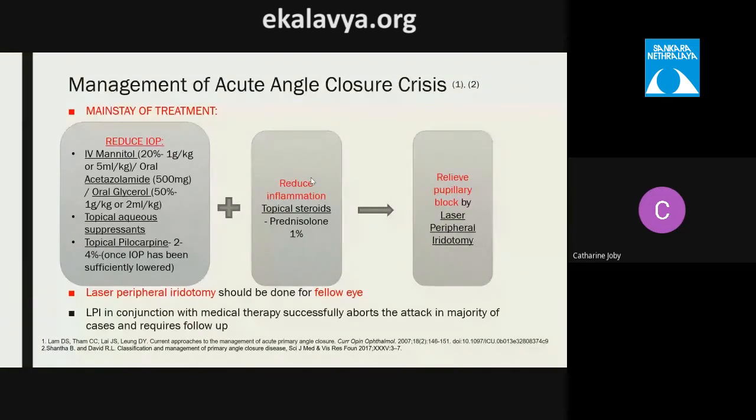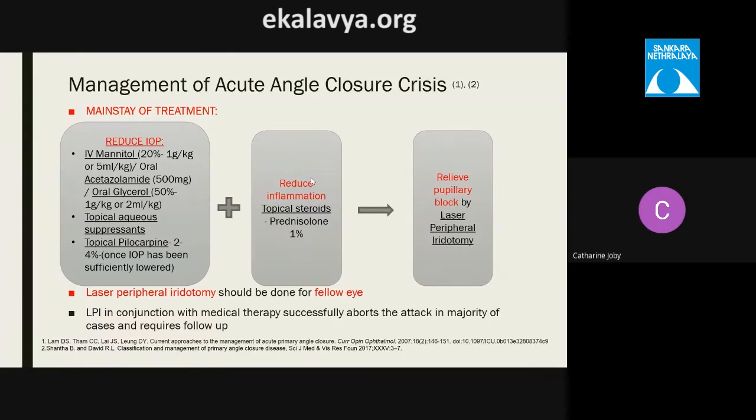Topical aqueous suppressants like alpha-2 agonist, beta blocker, and prostaglandin analogs can be used. Topical pilocarpine 2 to 4% once the IOP has been sufficiently lowered, because at high pressure there is pressure-induced sphincter paralysis. And for reduction of inflammation, topical steroids should be started. Most commonly, prednisolone 1% is used. Once the intraocular pressure is sufficiently lowered and the inflammation has subsided, we can go ahead with laser peripheral iridotomy for relieving the pupillary block.